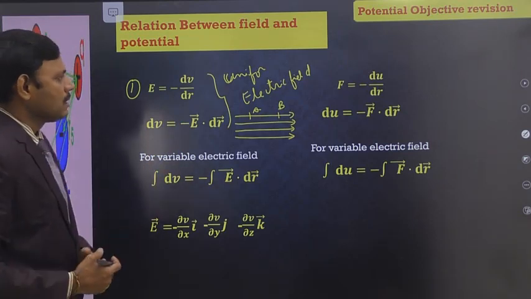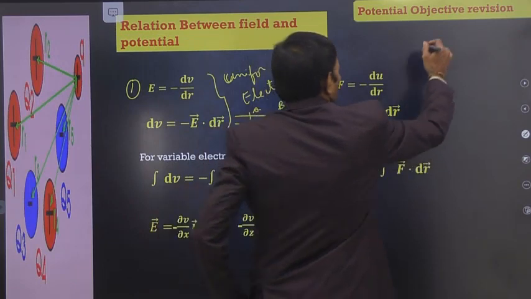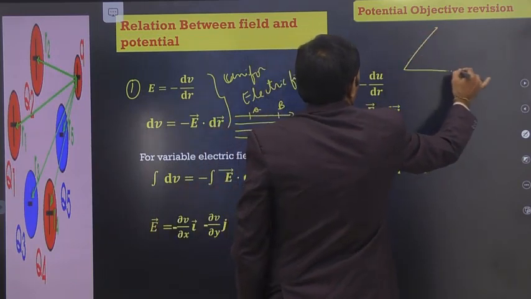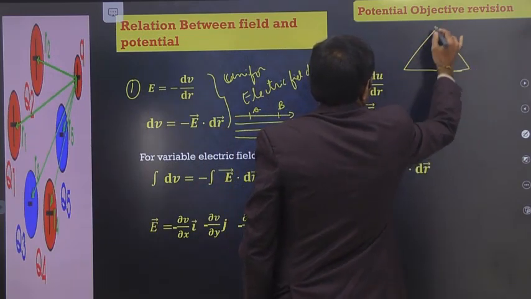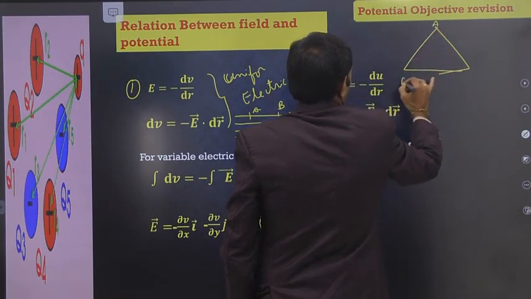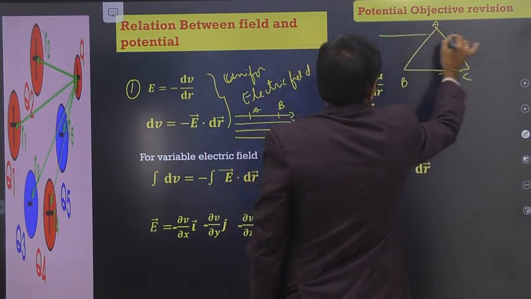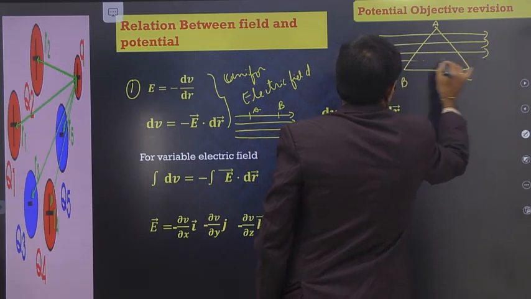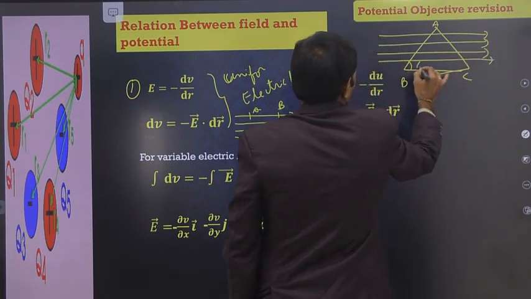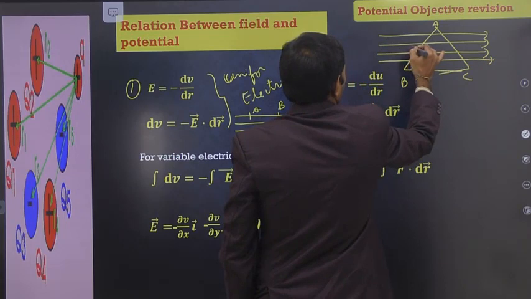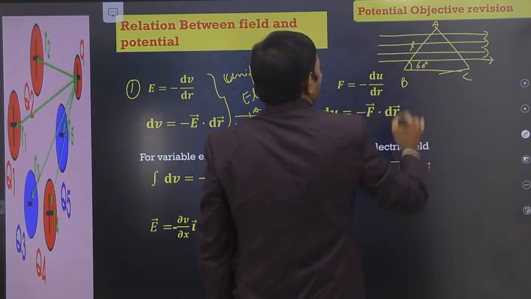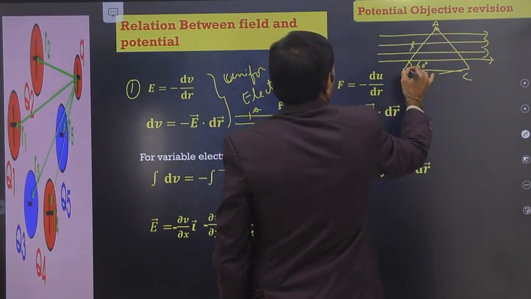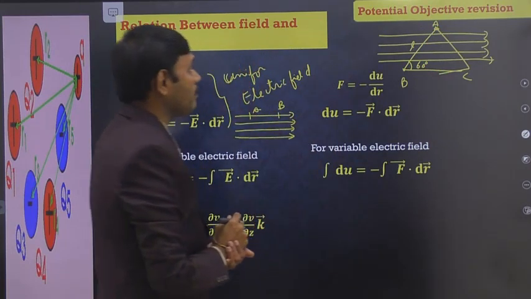In recent EAMCET questions, here there is a triangle ABC. This triangle ABC is kept in uniform electric field. As this is the equilateral triangle, this angle is 60 and side of the triangle is some L. Then calculate the potential difference between A and B. That is the question. What is VA minus VB?